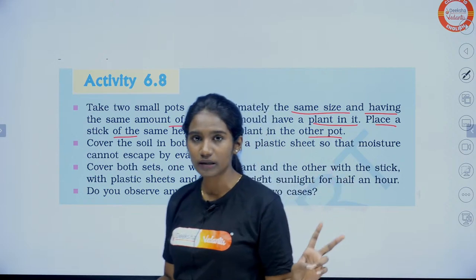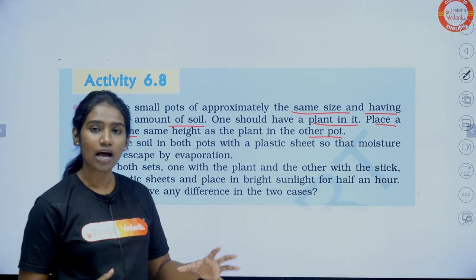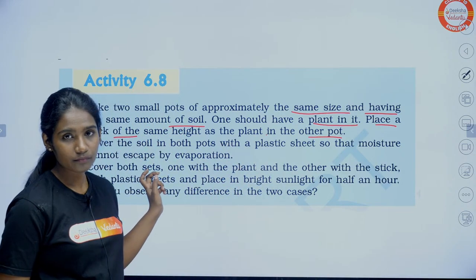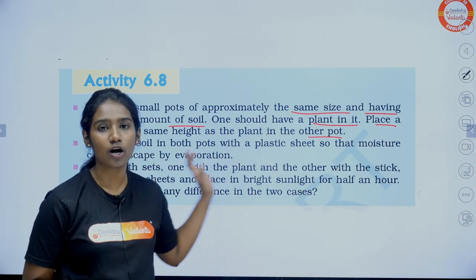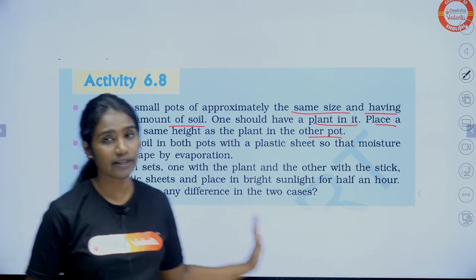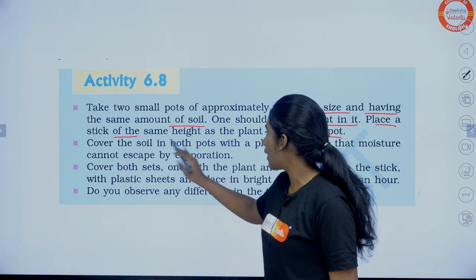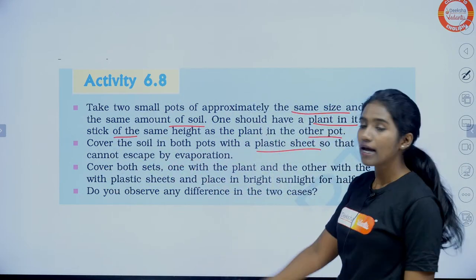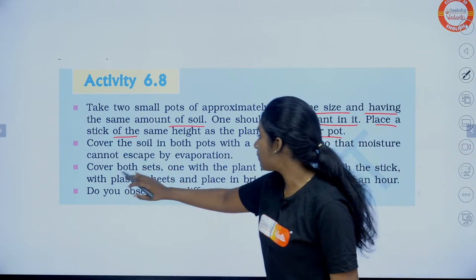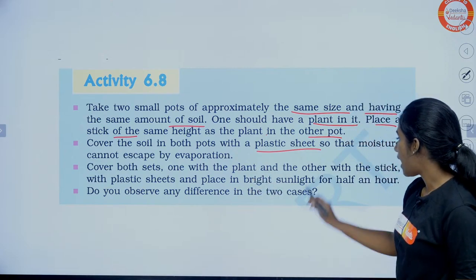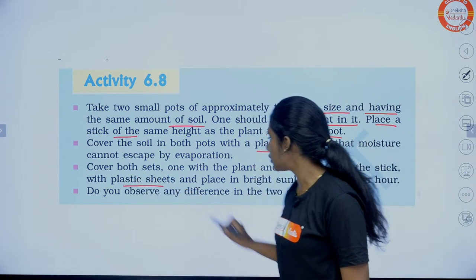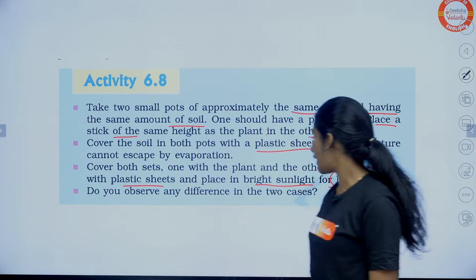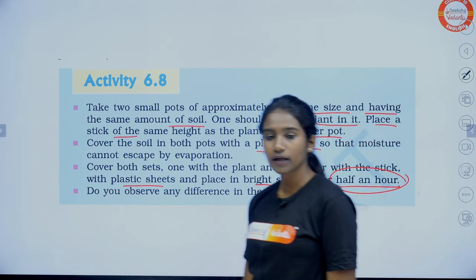So now we are taking two pots which should be of equal size and have an equal amount of soil in them. One is planted and the other one is not planted. Instead, we are placing a stick of the same height. Now, cover the soil in both pots with a plastic sheet so that the moisture cannot escape by evaporation. Cover both, one with the plant and the other with the stick, with a plastic sheet and place them in bright sunlight for half an hour. Do you observe any difference in the two cases? So, what do you think that you will observe?